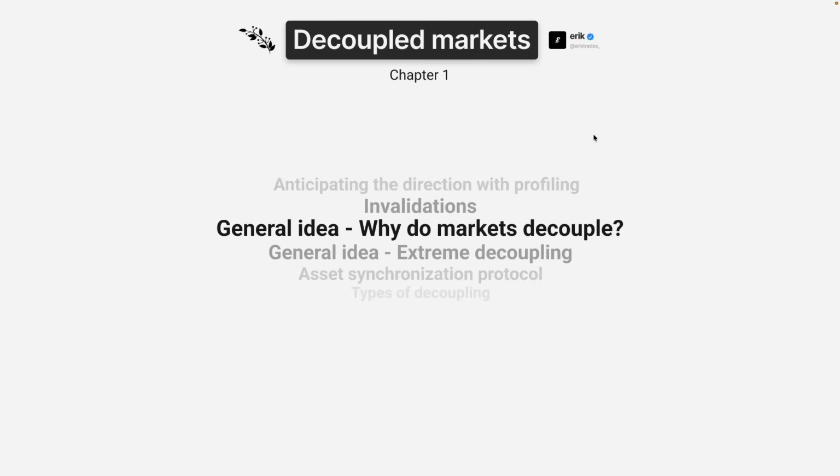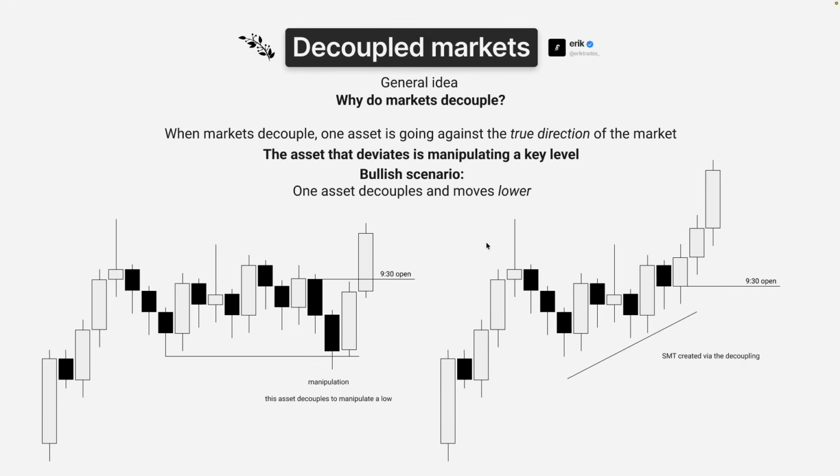So, starting off, chapter 1. The general idea as to why markets decouple. They're supposed to be correlated assets. NQ and YM should be correlated assets. So why do the markets expand in different directions at index open? It's very, very simple. Let's get to it.